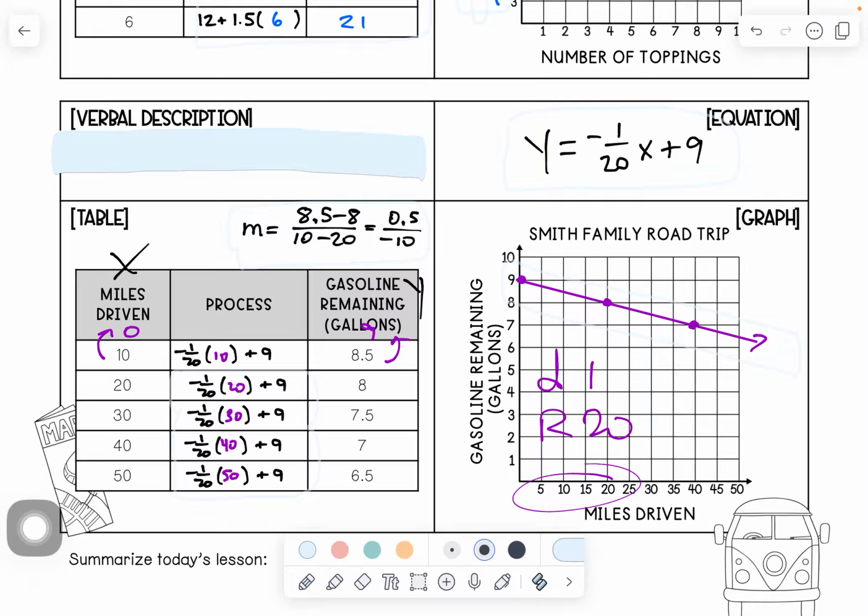And now I had to come up with a situation. So it's a family road trip. We're talking about gallons of gas remaining. So I'm going to say that they had 9 gallons of gas, and they're using 1 gallon of gas for every 20 miles on their road trip. So a pretty short day there. Just trying to make some connections between all the different ways we've been seeing y equals mx plus b. And we're getting close to the end of the unit here.